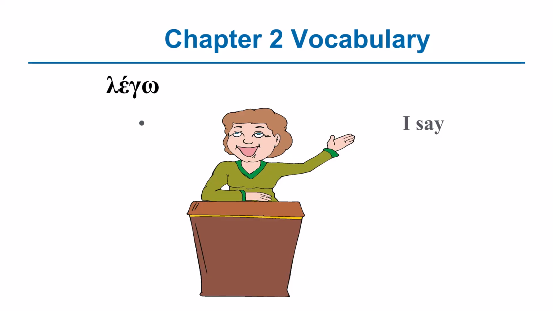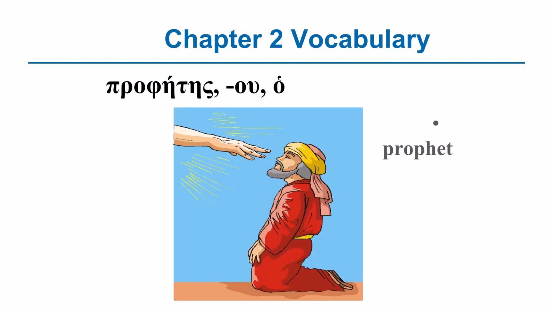And then we have lego. You have lambda, epsilon, gamma, omega, lego. Lego means I say. It's a verb. And then you have prophetes. Now, again, I said if you can pronounce it very well, some of the words are very familiar to English. For example, prophetes. Already you can tell that this is where we get the word prophet.